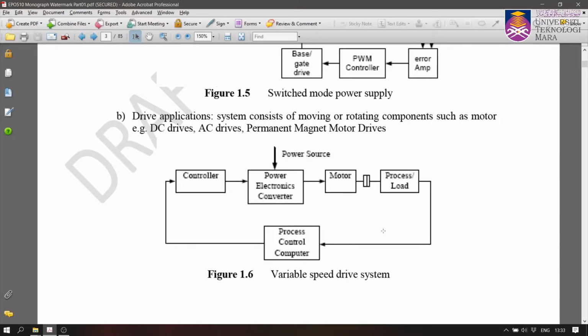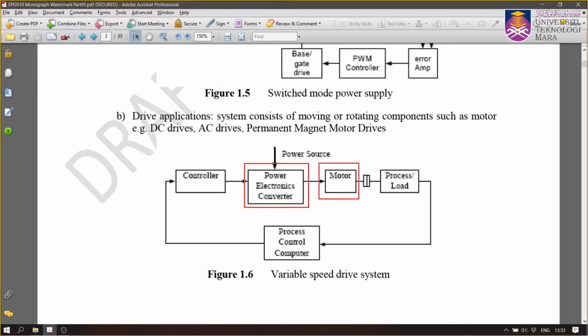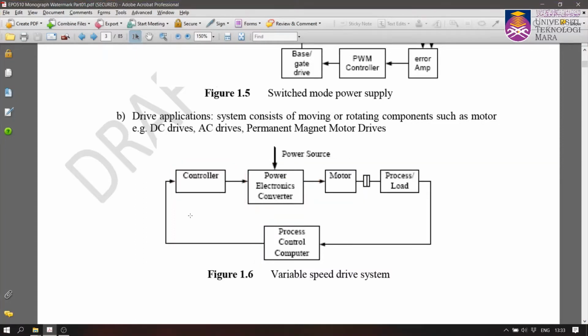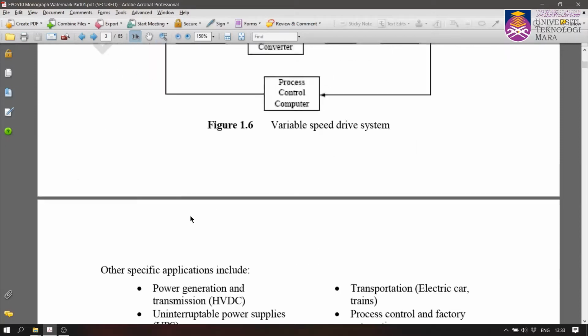Okay, variable speed drive system. This is your power electronic converter, and it involves a motor. You need to control the output, the motor, and therefore you have to sense the output, the speed, and that will go through the feedback system, and you change the circuit controller, change the component, the device, the switch. Therefore you can increase or reduce the motor speed. Okay, so two basic applications: static application and drive application.